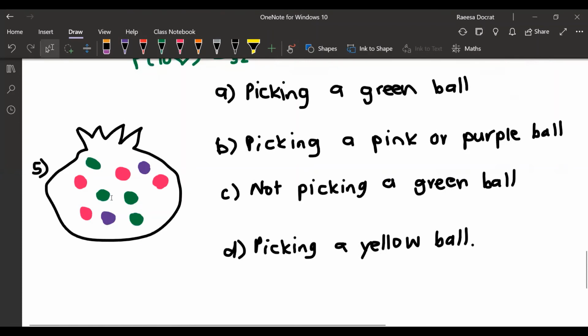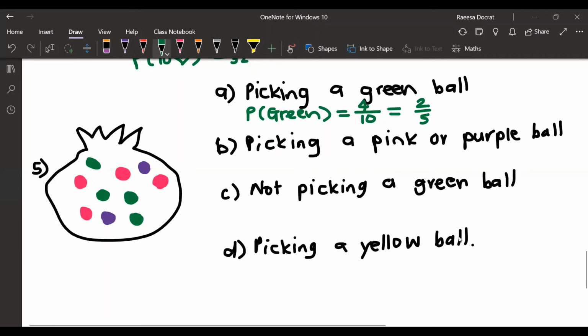Now for the next set of questions, we'll be looking at this bag. The first one says probability of picking a green ball. Again, we count the number of favorable responses. How many green balls do we have? 1, 2, 3, 4. So we have 4 favorable responses over the total. 1, 2, 3, 4, 5, 6, 7, 8, 9, 10. So it's 10 balls. So 2/5.